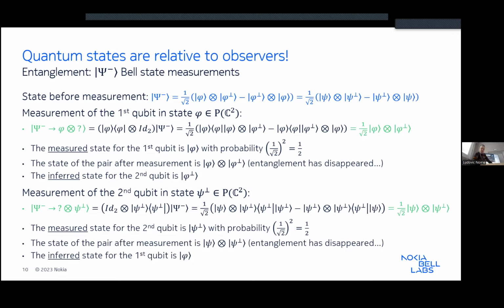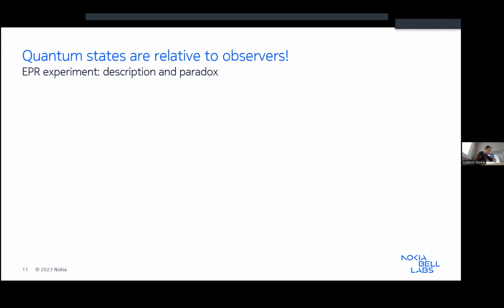But this is important because now we enter the core of it, but it's almost the end. So, of what I wanted to show you, I consider the EPR experiment. The EPR experiment is precisely an experiment in which we consider that you have a pair of qubits that is in state psi minus.